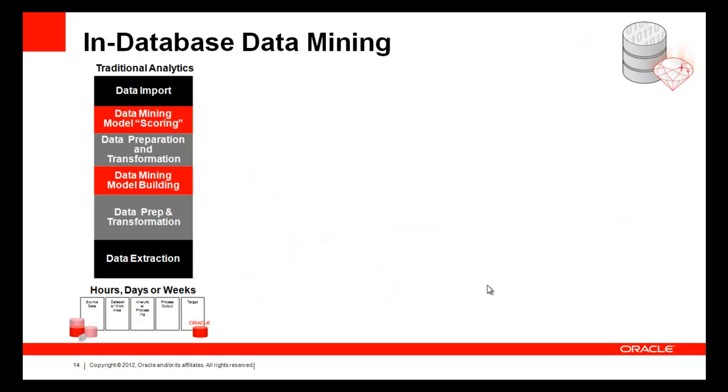So back to the overall value proposition. If you're going to build a predictive model using traditional analytics, generally the very first step you do is you take the data out of the database. That's traditionally what people do. They bring it over to some statistical analysis package. Then the very next thing they do is data transformations.